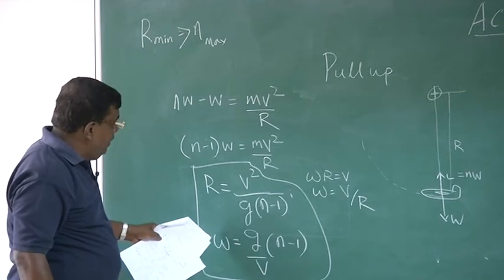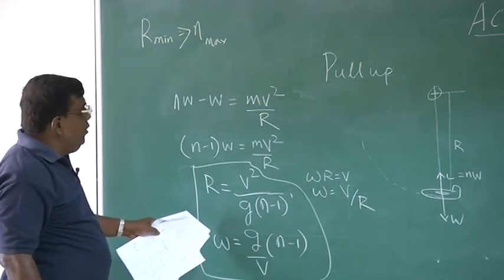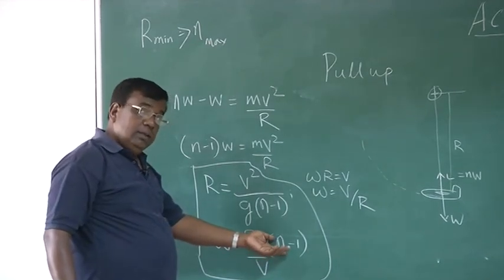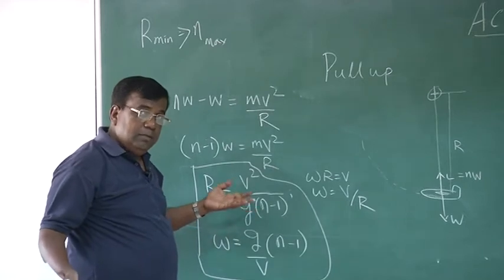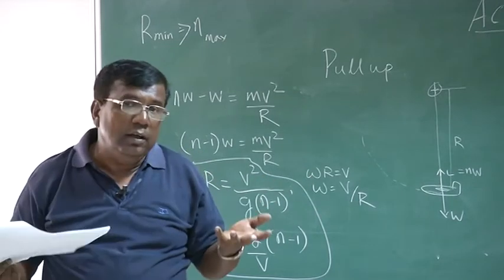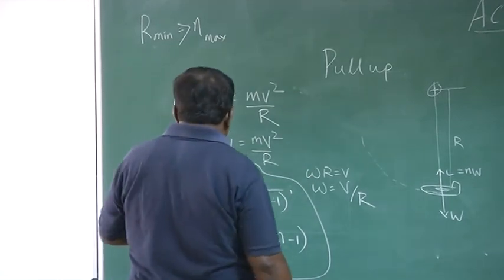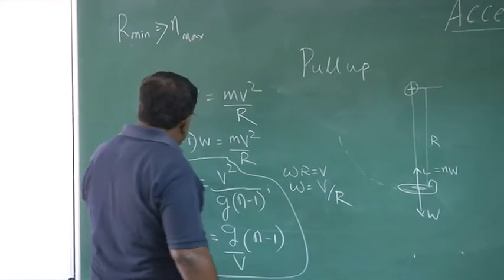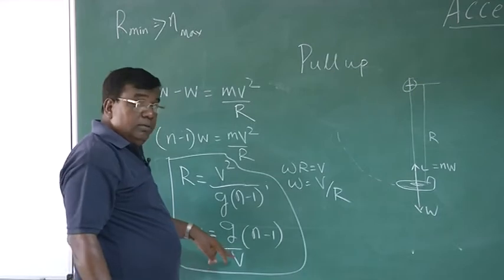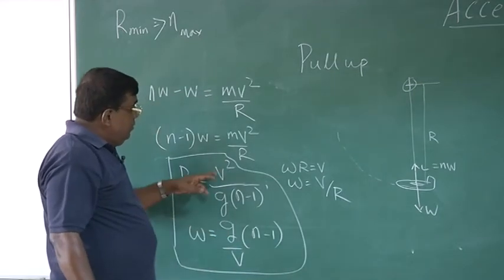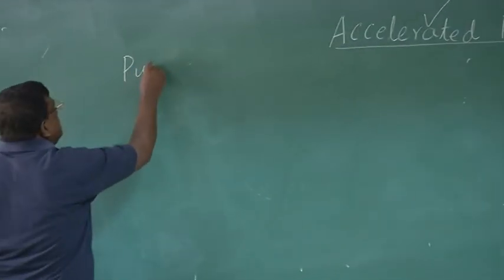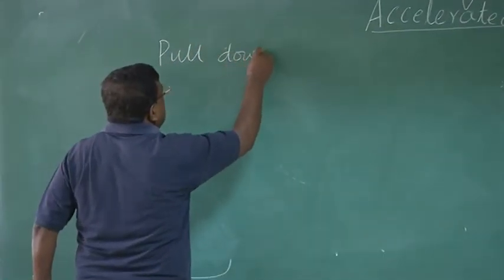Similarly, you could see that for a larger angular rate, again for a given V, n has to be large, which by physics is fantastic, because unless you have the lift, who will do the pull-up? It's the lift only. At the same time, you could see that R is also dependent on V, and omega is inversely dependent on V. This is also an observation you must have. There is another maneuver called the pull-down maneuver.